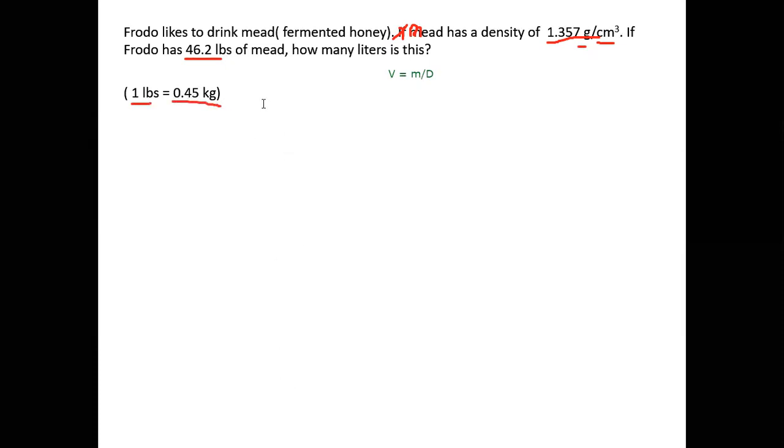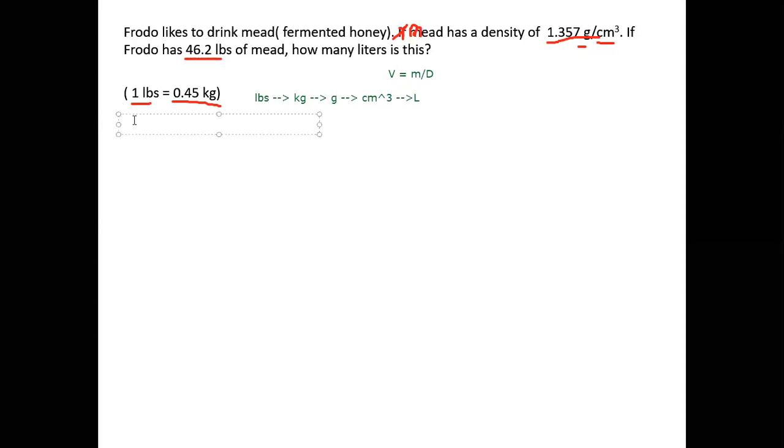So what we're going to do is take the pounds, convert it into kilograms, because that's the conversion factor that was given to us. Then from kilograms, we can convert it into grams. Once we have it in grams, we can use the density equation to find the volume in centimeters cubed, and then convert to liters.